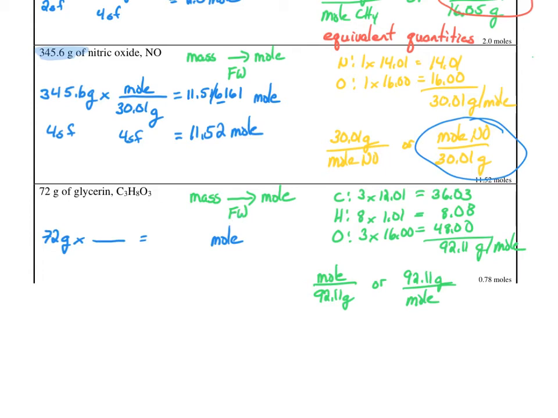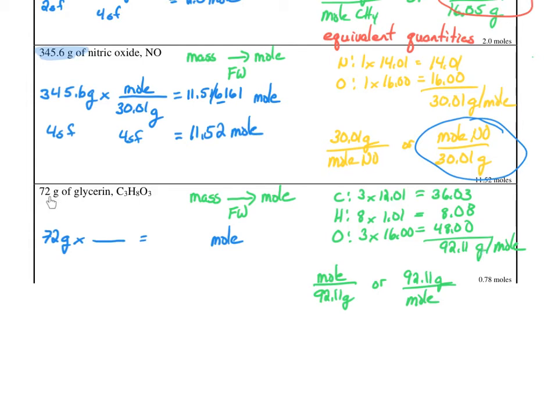Our third example of converting mass to moles, we know we're going to need the formula weight. So we determine the formula weight, this time of the compound glycerin. 3 carbons, 8 hydrogens, 3 oxygens. We have our formula weight.